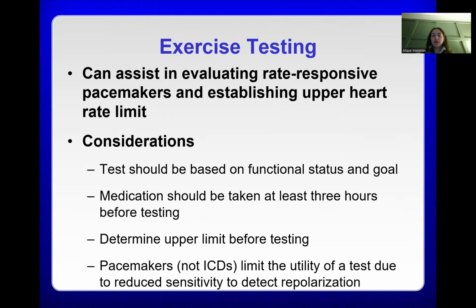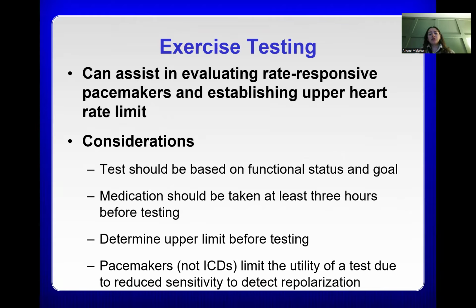Now, some considerations when thinking of how you should do this exercise test: it should be based on functional status and goal. I think this is relatively straightforward. We've talked about some populations that are still high functioning, some of them that aren't. So if there are conditions such as frailty or chronic heart failure, maybe rethink it. It really does depend on their functional status. But if it's someone who's healthy and just had something happen with their heart and now they need a pacemaker, then yeah, testing should be fine, right? So just assess their status and their goal.